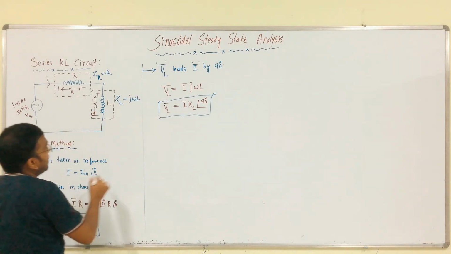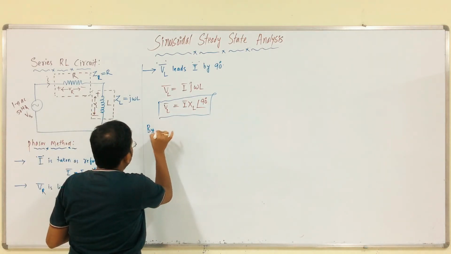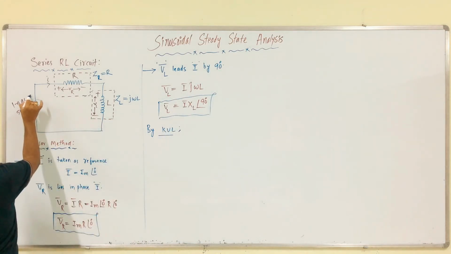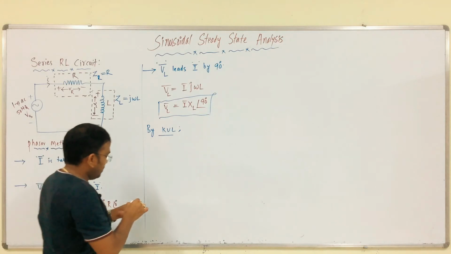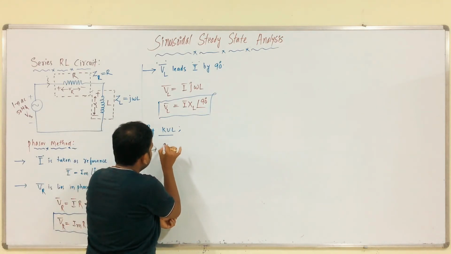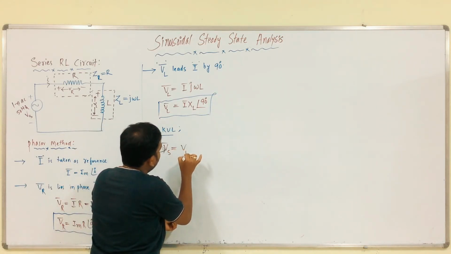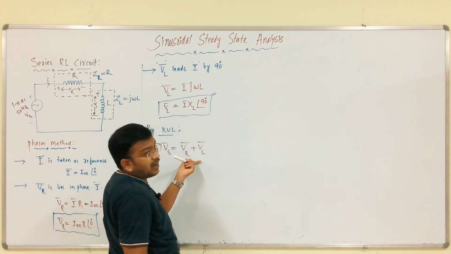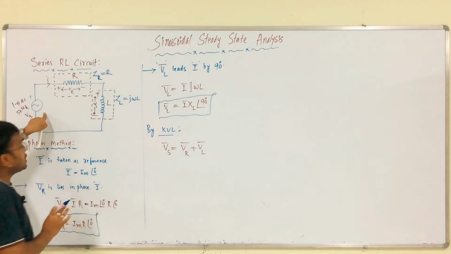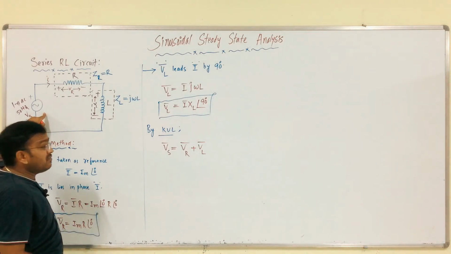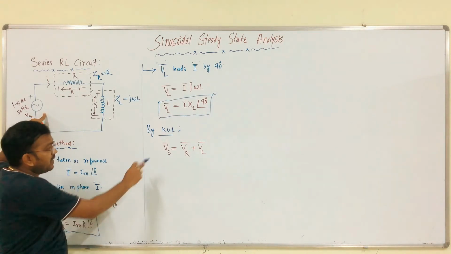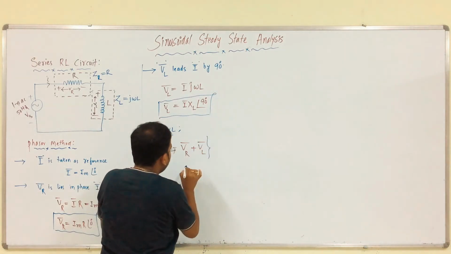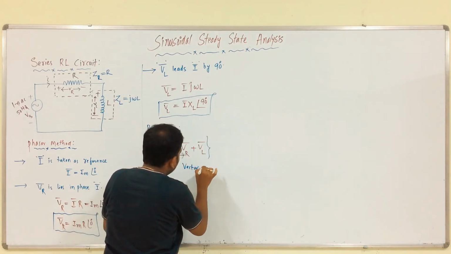So, by using KVL in the circuit, we got that the supply voltage is the vector addition of these two. This is not scalar addition, this is with respect to AC excitation, we are dealing with AC excitation. That is why this is vector addition. Kindly note this point, vector addition only.